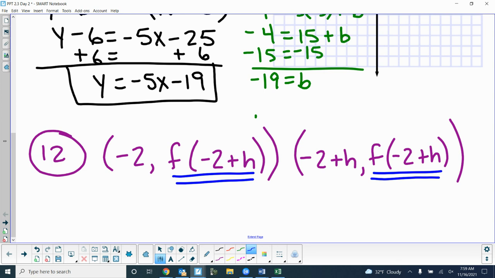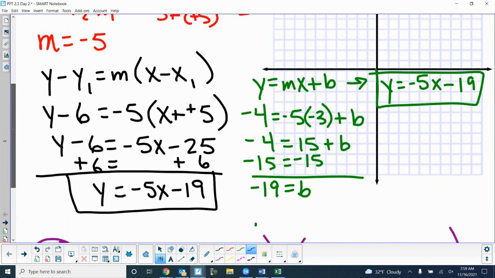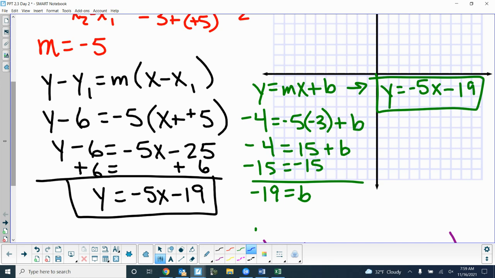33, they gave you a point and a slope, and you could do it either way, again, using point-slope form or slope-intercept form. Plug in the point for x and y. Plug in the slope. Plug in negative 4 for m. So you get y equals negative 4x minus 10 for 33.